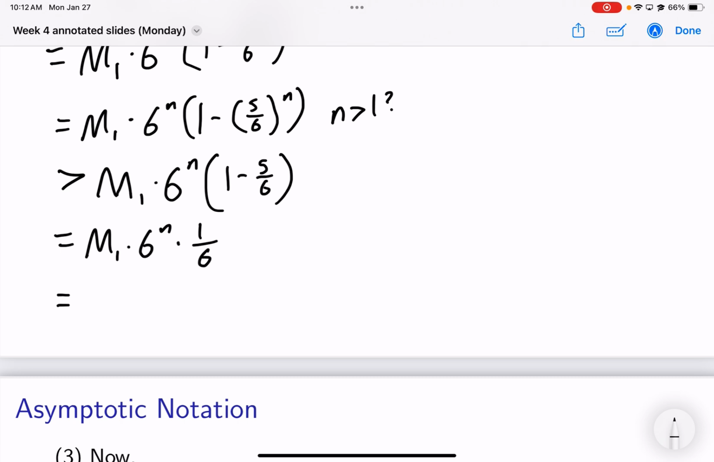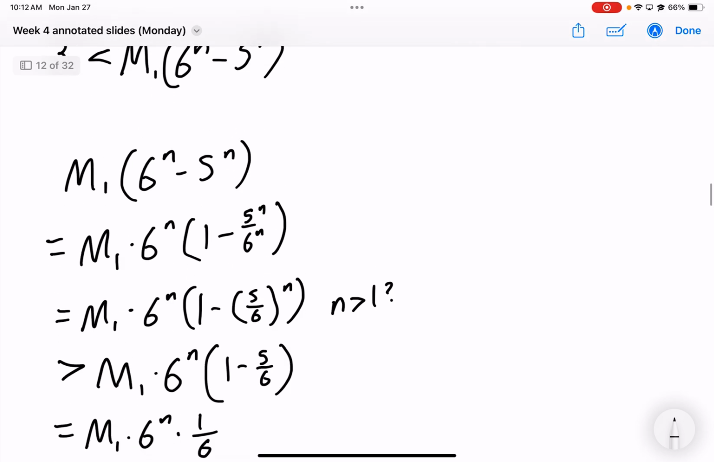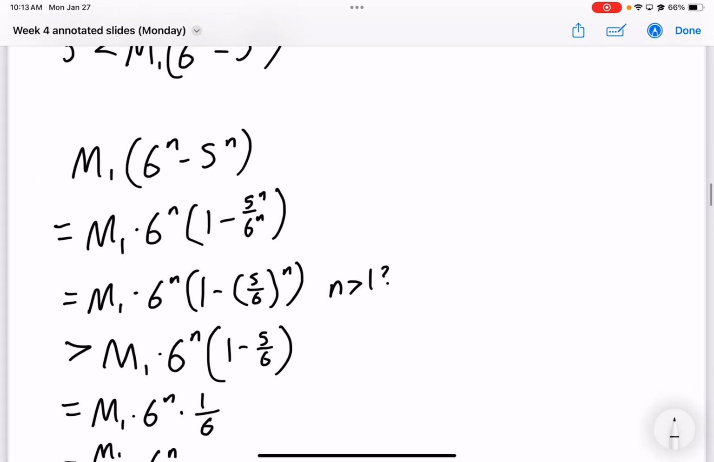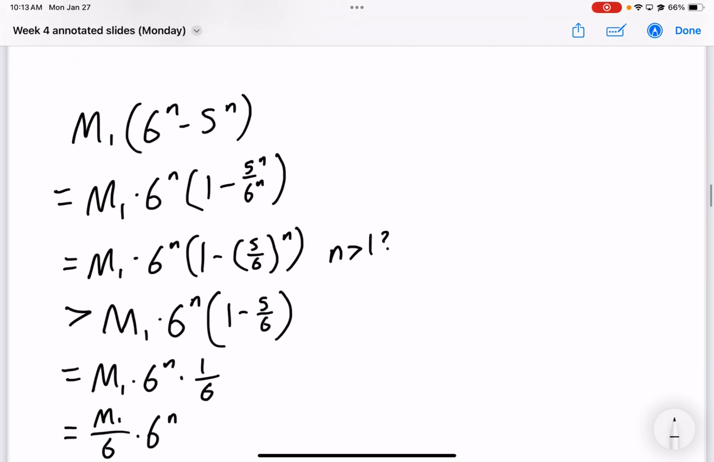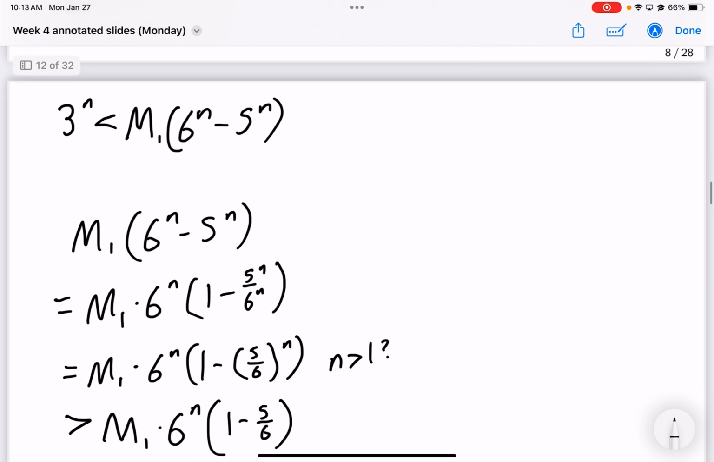So 1 minus 5 over 6 is 1 over 6. Change that to m1 over 6 times 6 to the n. And then we have an expression that looks simpler. Come on, let me zoom out, whatever. m1 over 6 times 6 to the n is probably easier to compare to 3 to the n.